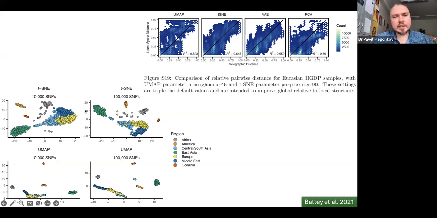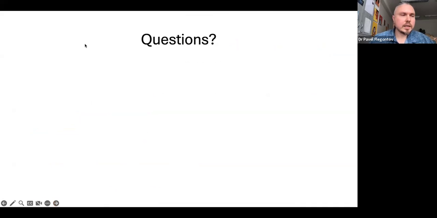So in this case, there is some correlation with geography on the x-axis, but actually no correlation with geography on the y-axis. And maybe there's local correlation with geography, but there's no global correlation with geography. That's why, at least in this paper, it was clearly shown that variational autoencoders outperform PCA, t-SNE, and UMAP in revealing correlation of genetic and geographic distances. So that's the end of the first part of my talk.